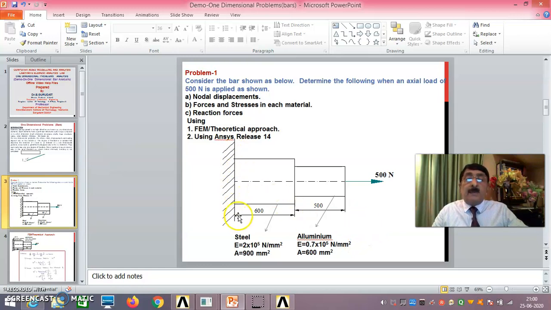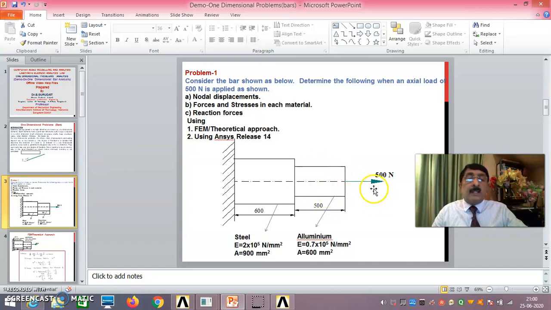That means this is the simple bar element which we have considered. It is subject to an axial load of 500 Newtons. The first element here is 600 mm in length, and the second element here is 500 mm in length. And this is steel, this is aluminum. This has an area of cross section 900 mm square. This has an area of cross section of 600 mm square.